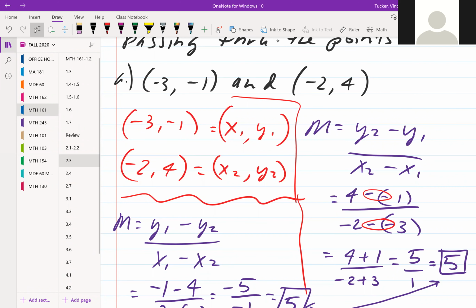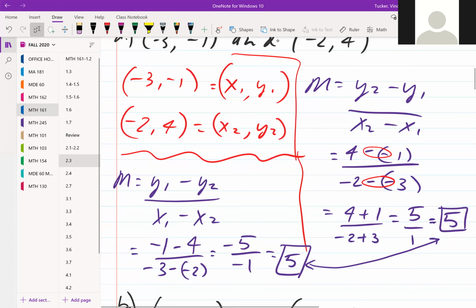Now, if your slope ends up being a fraction, like in the next example, not this one, then you leave it in fractional form. You do not convert it to a decimal. This one is 5 over 1, which simplified as much as possible will just be 5. So that's why that turned into a single number, an integer.